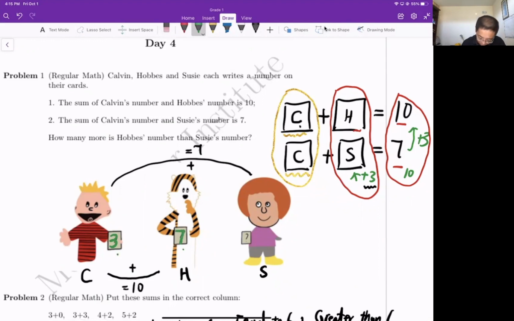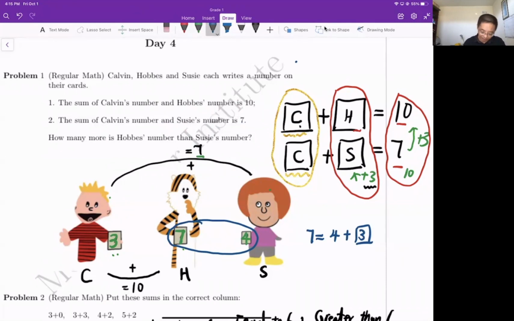Then how about Susie's number? Because Kelvin plus Susie equals 7, this one will be 4, right? So we have 3, 7, 4. Now if you look at the difference between Hobby's number and Susie's number, 7 equals 4 plus 3. So we get the same thing: Hobby's number is 3 more than Susie's number.